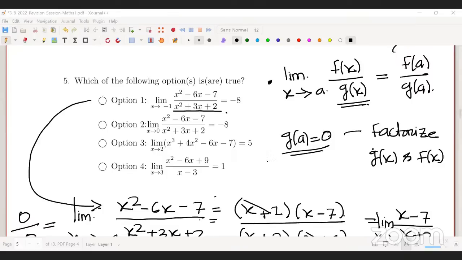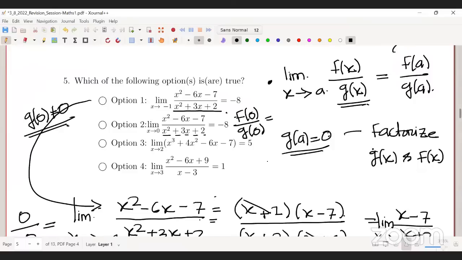Because the main thing here is that the function in the denominator is not 0 at 0, so we are not getting 0 by 0. See, g of 0 is not 0, right? So I can simply take this as f of 0 by g of 0, which is minus 7 divided by 2. So option 1 is correct and option 2 is incorrect.